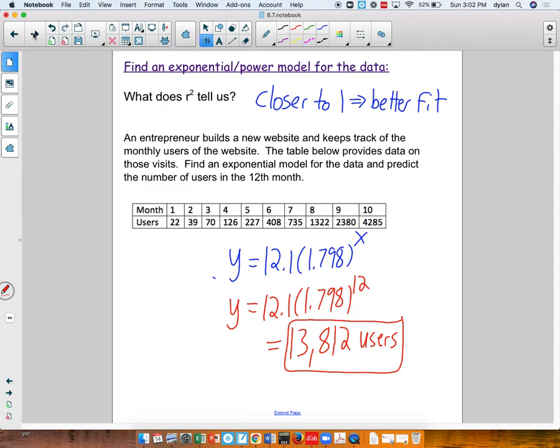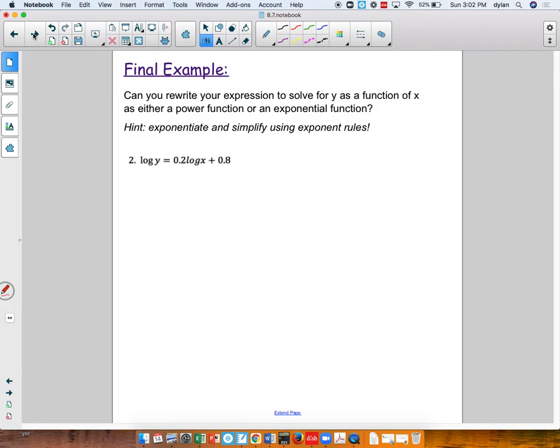So the last example I want to look at today is solving particular types of equations by rewriting a function to solve for y as a function of x that's either a power function or an exponential function. So in other words, our goal is to rewrite this equation to become either a power function or an exponential function. And essentially that means I need to figure out a way to get y alone. And I wanted to show this because there's a little bit of a methodology here that you can use to come up with this.